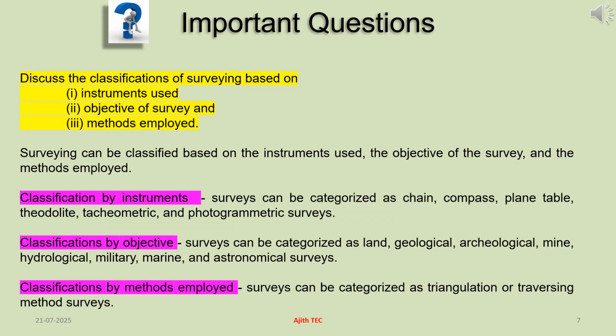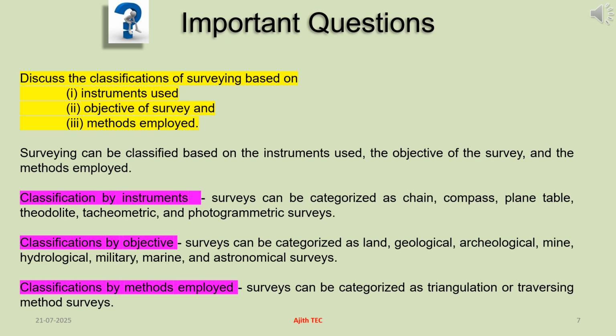Discuss the classifications of surveying based on 1. Instruments used, 2. Objective of survey, and 3. Methods employed. Surveying can be classified based on the instruments used, the objective of the survey, and the methods employed.